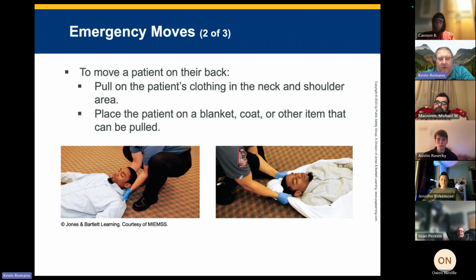Right. So to move a patient like this, you can use the blanket drag, which is here, blanket drag, or you can do a shirt drag using both sides here.